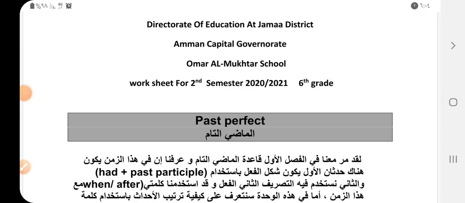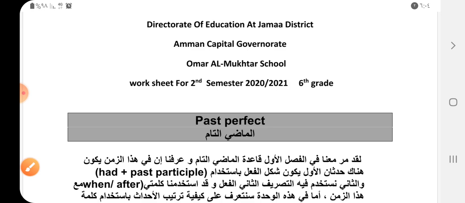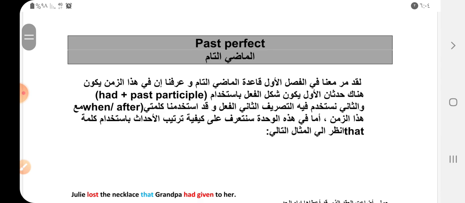Inshallah, we will start with past perfect. Okay, our grammar is talking about past perfect. So today in Unit 6, we are going to talk about past perfect. But before we start, let's remember past perfect from the first semester.